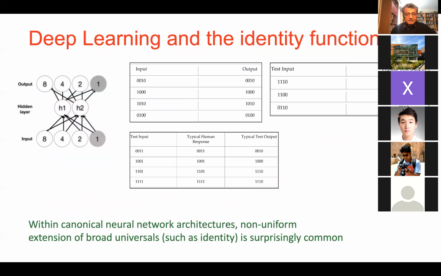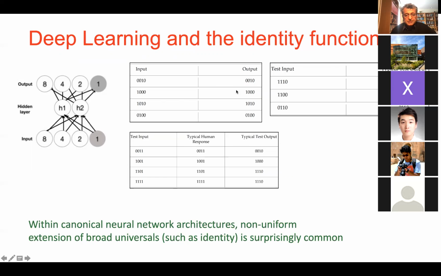And this was an example of the deep learning and the identity function. It is a neural network with 4 inputs and 4 outputs corresponding to the bit locations. 2 to the 0 is 1, 2 to the 1 is 2, 2 to the 2 is 4, 2 to the 3 is 8. Similarly, there are 4 outputs, and we are going through 2 hidden layers. And we're trying to train it with this kind of input-output data.